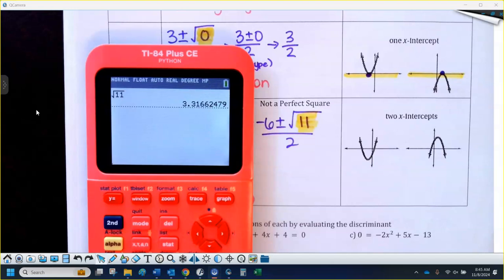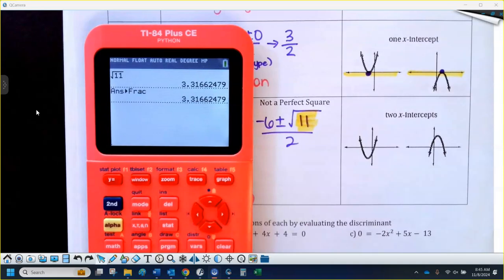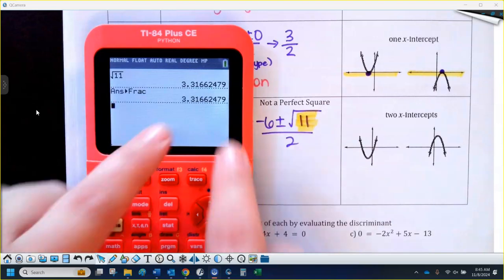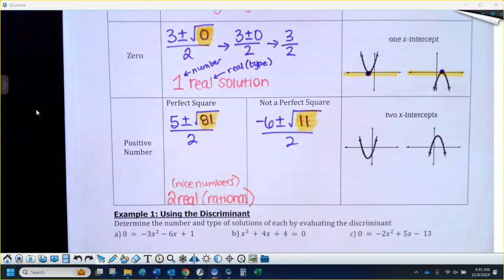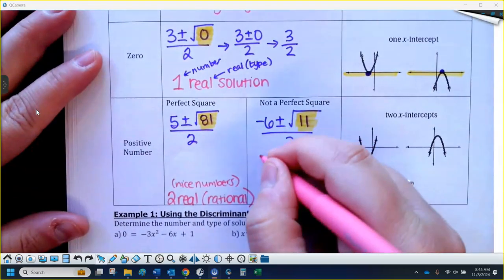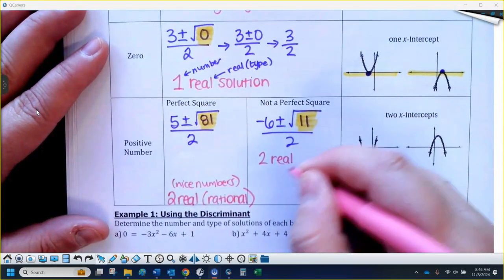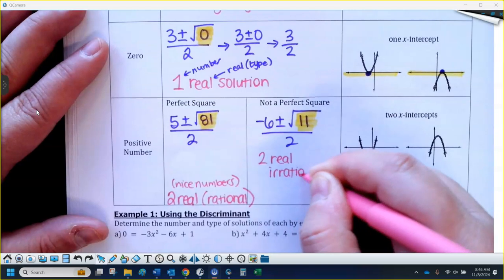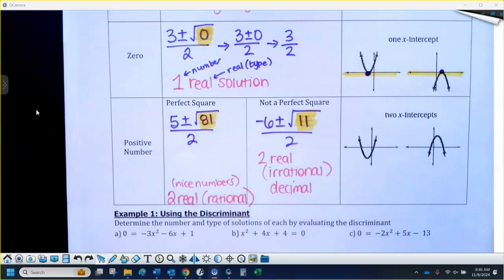If you tried to convert this to a fraction, like if I did my math enter, it would just spit back out the decimal to you. What that means is it can't be written as a fraction. So this is what we call an irrational number. Rational you can write as a fraction, irrational you can't. So if your calculator can't convert something to a fraction, it means it can't. All right, so this is still 2 real solutions, but they're going to be irrational, which just means we're going to have decimal answers for that.